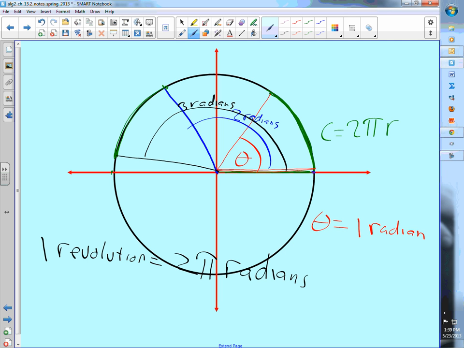In the same way that 1 revolution is equal to 360 degrees. Radian measure is a new way or a different way for you to measure angles.